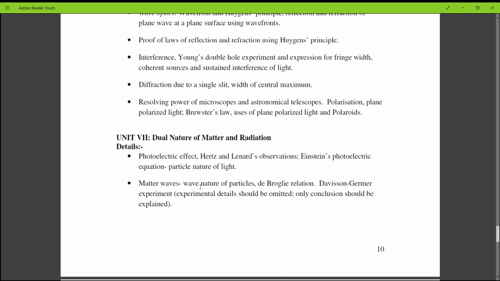Matter waves, wave nature of particles, de Broglie relation, Davisson-Germer experiment, that is experimental details should be omitted, only conclusions should be explained.